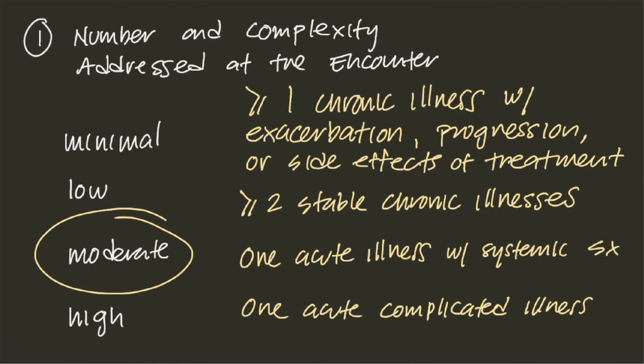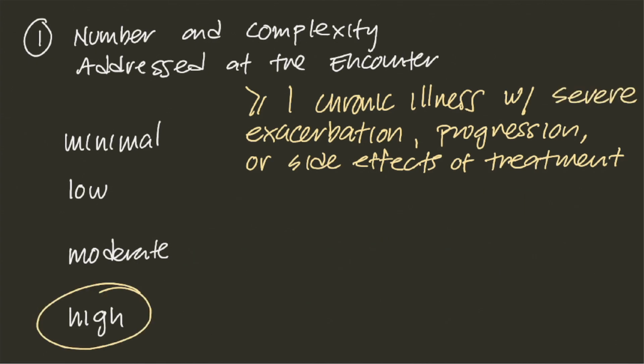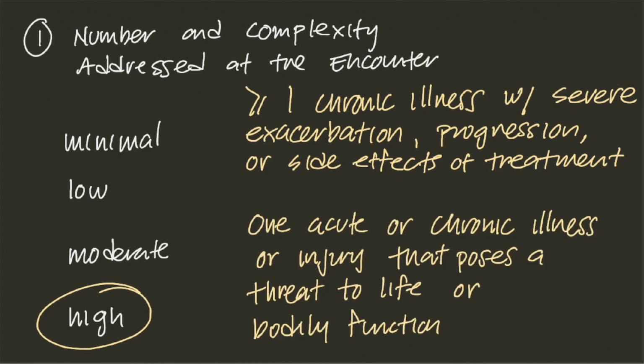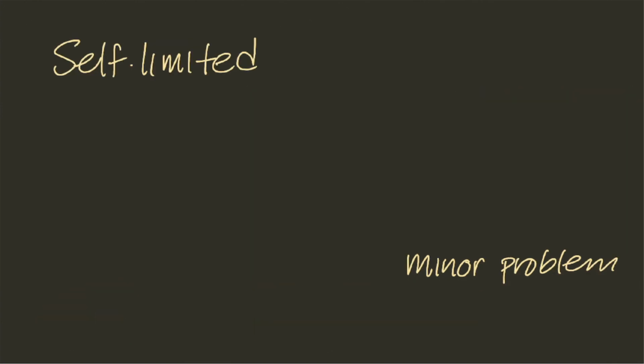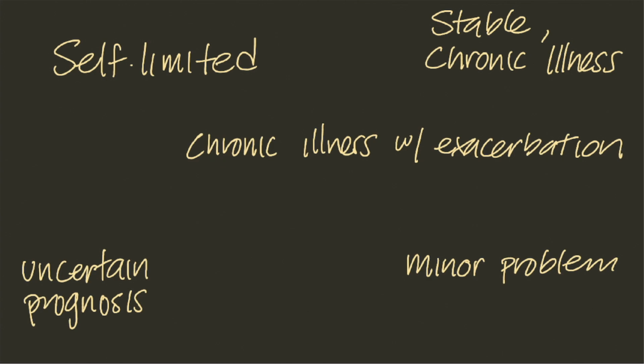High complexity. One or more chronic illnesses with severe exacerbation, progression, or side effects of treatment. For example, an MI, a pulmonary embolism, or severe respiratory distress. One acute or chronic illness or injury that poses a threat to life or bodily function. For example, multiple trauma.